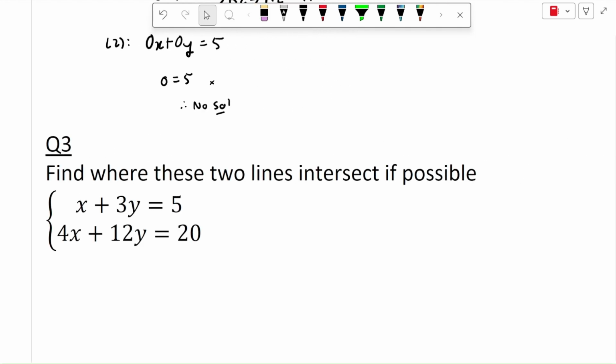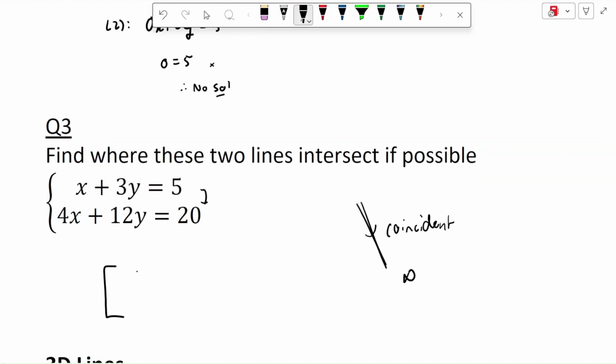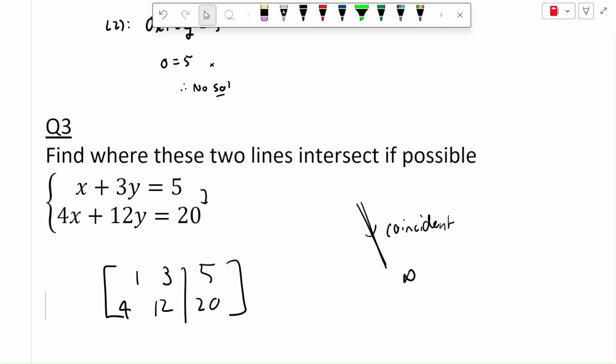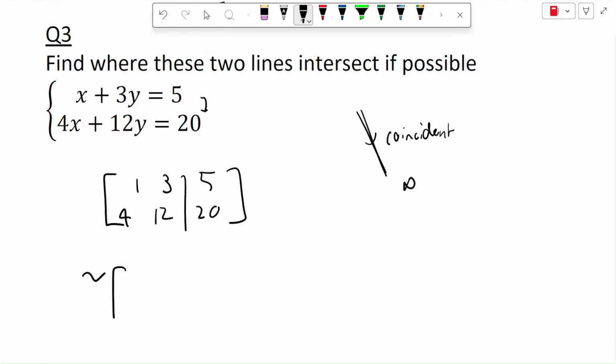This is literally the same equation. It's just the equations are now multiples of each other. So what I'm expecting is that the 2 lines are coincident, which will mean infinitely many solutions. Let's see how that happens. 1, 3, and 5. You've got 4, 12, and 20. Now let's do our row ops. So row 2 goes to row 2, take 4 lots of row 1. 1, 3, 5 stays the same. On the bottom you got 0, 0, 0.